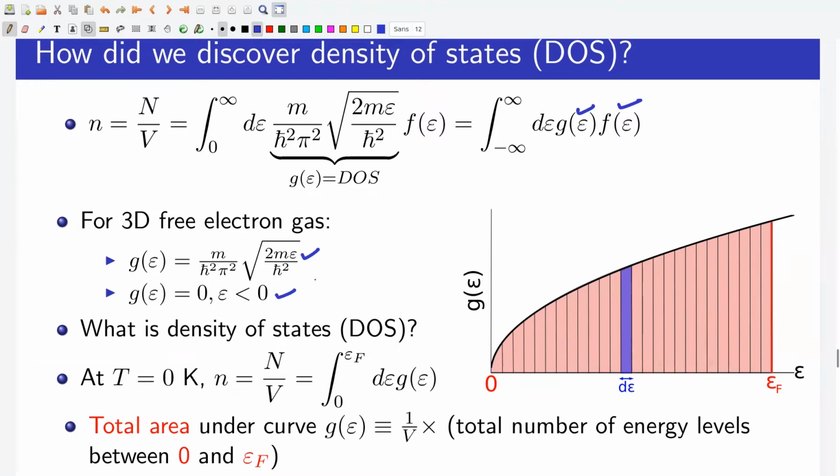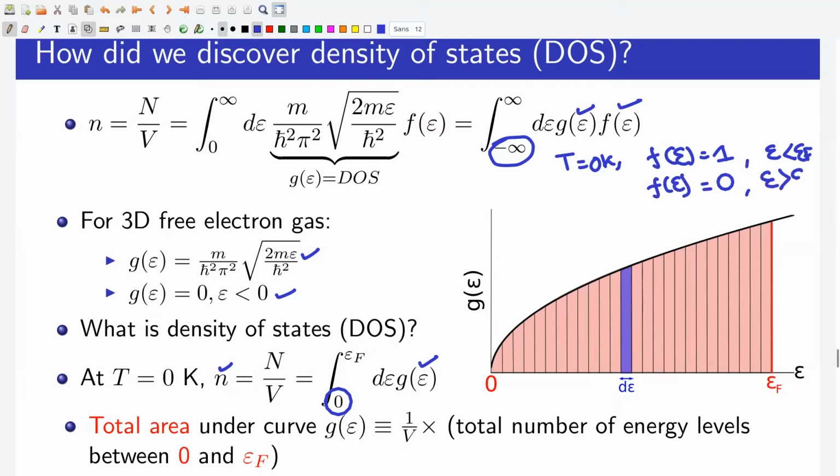The meaning of density of states can be easily understood by calculating the electron density at T equal to 0 Kelvin. At T equal to 0 Kelvin, electron density is given by the integral from 0 to EF of dE times G. Note that since G of E is equal to 0 for energy less than 0, the lower limit of this integral is set to 0. On the other hand, the Fermi function is a step function at T equal to 0 Kelvin. That is, at T equal to 0 Kelvin, f of E is equal to 1 for E less than EF, and f of E is equal to 0 for E greater than EF. As a result of this, the upper limit of the integral is set to EF.